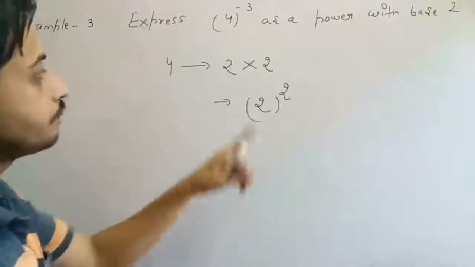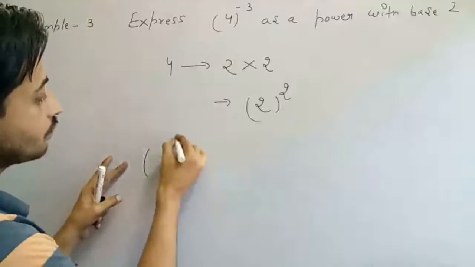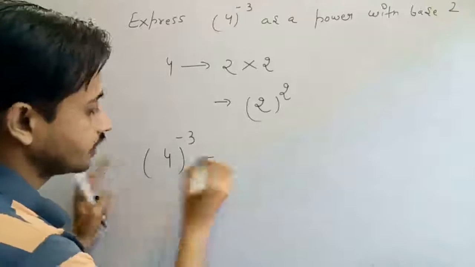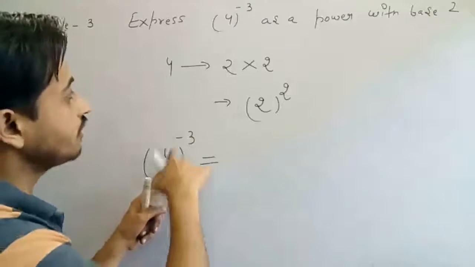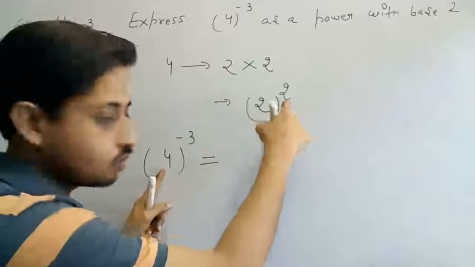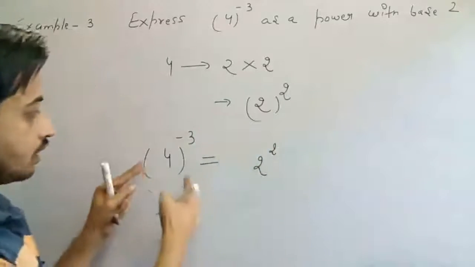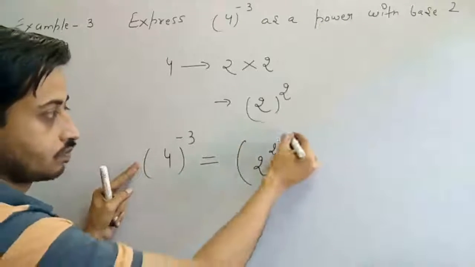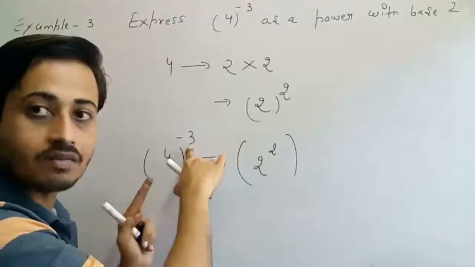So now replace 4. Our question is 4 raised to the power negative 3. It means we have to replace 4. 4 can be written as 2 raised to the power 2, so I am representing 2 raised to the power 2. Now the whole term, this is the term, has a power minus 3.